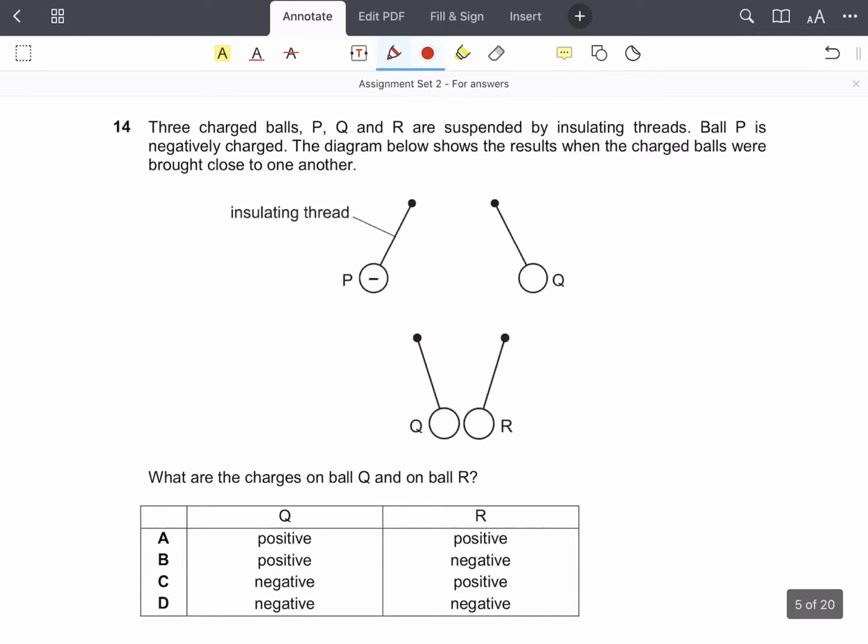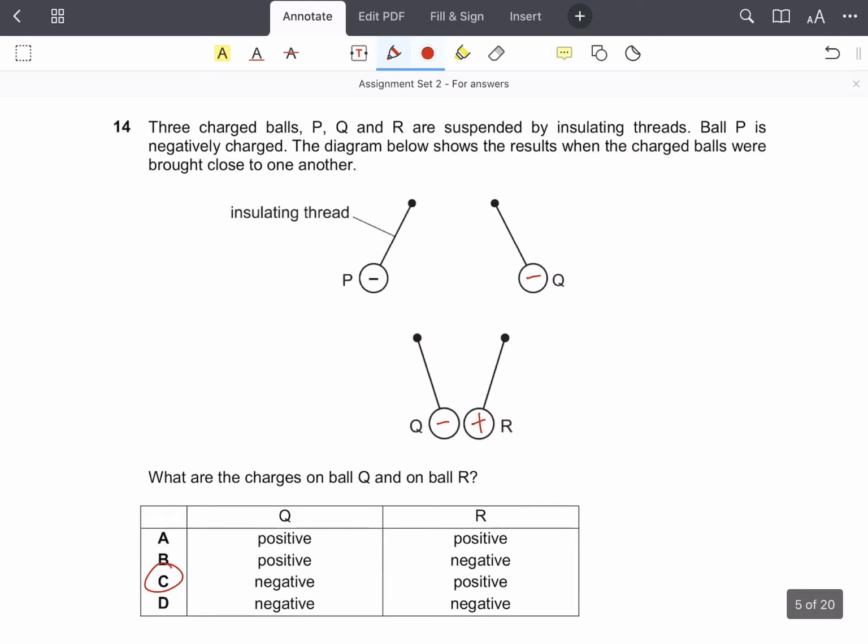Q is repelled away. So when Q is repelled away, technically speaking, it's confirmed plus chop that Q is negative. No arguments, no nothing. Okay, so now you know Q is negative. Now the thing is, when Q is negative, R must be positive. So Q negative, R positive.